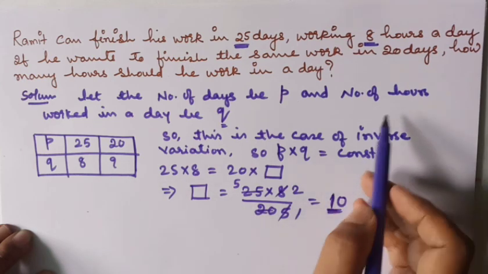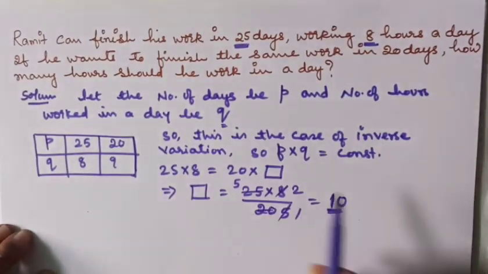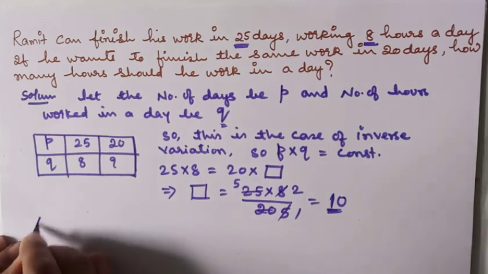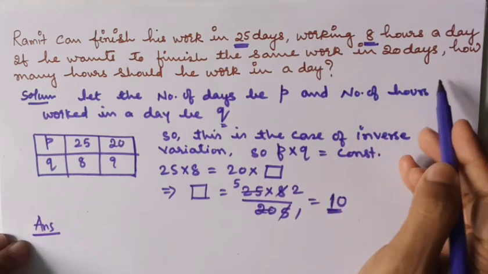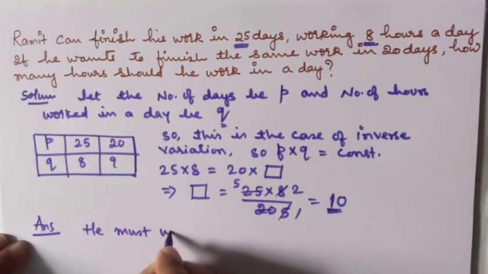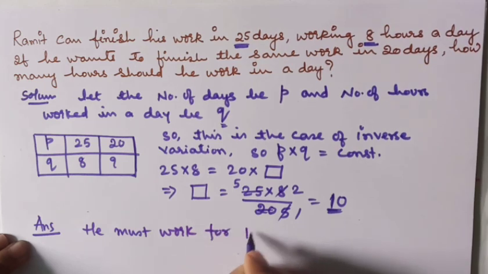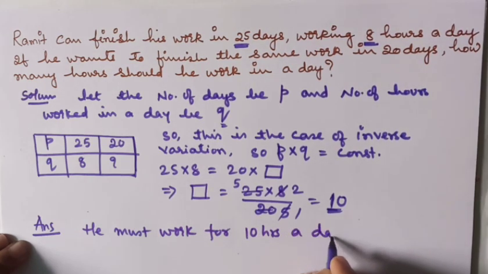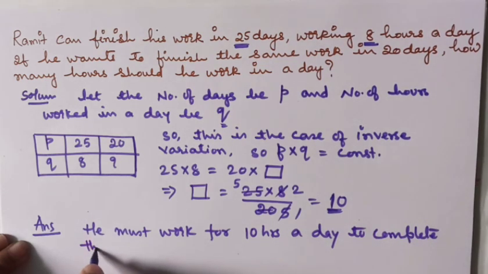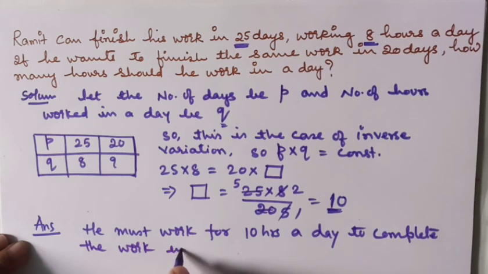Now what is this 10? What is your Q? Number of hours worked in a day is Q. That means Ramit has to work 10 hours a day to complete the same work in 20 days. So what is our answer? How many hours should he work in a day? He must work for 10 hours a day to complete the work in 20 days.